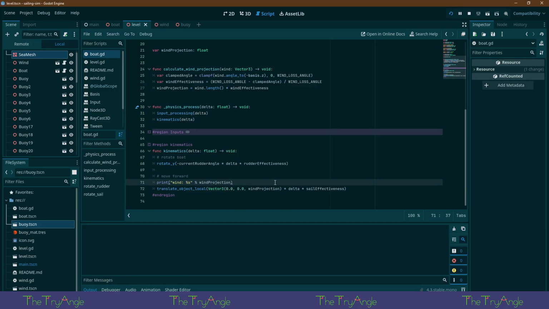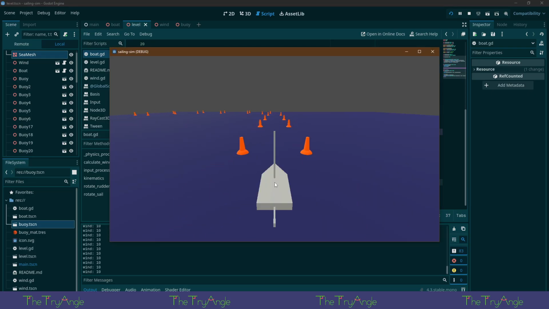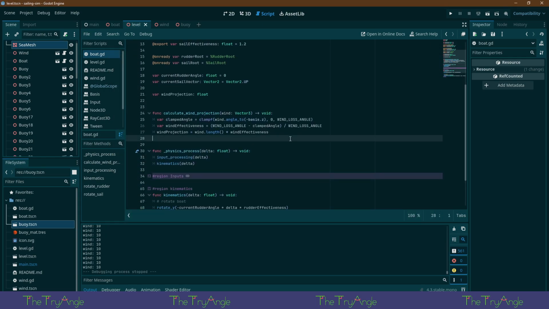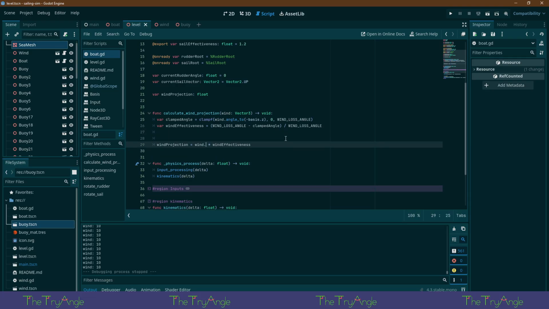Okay, let's try this again. I'm getting some immediate problems. Can anyone tell me why? Because we didn't factor in the sail. Okay. Yeah, tell you what, let's bring all that back. All right, so we're projecting. We want the length of the projection of the wind.